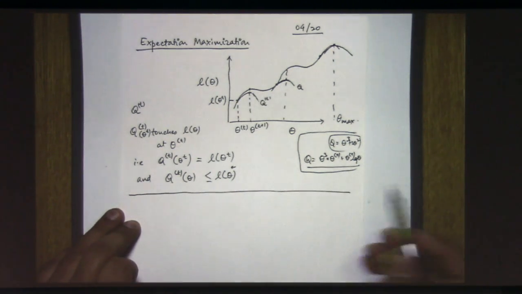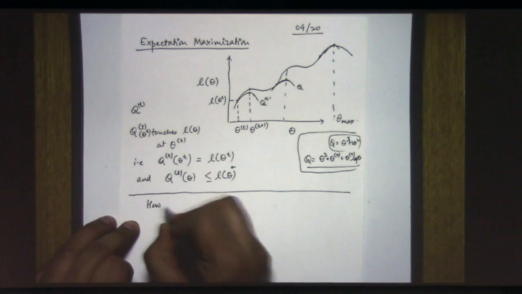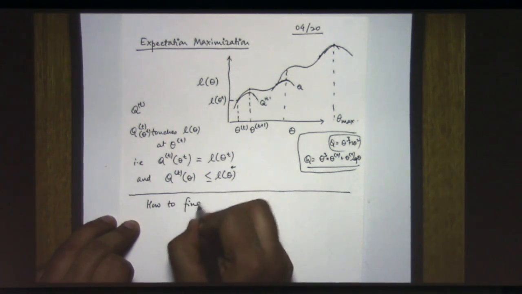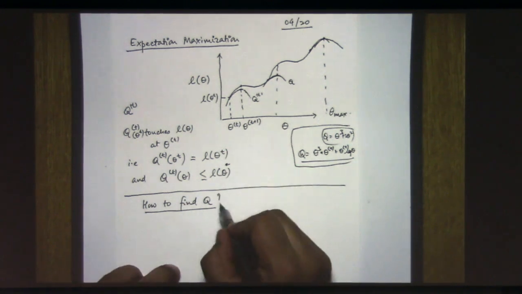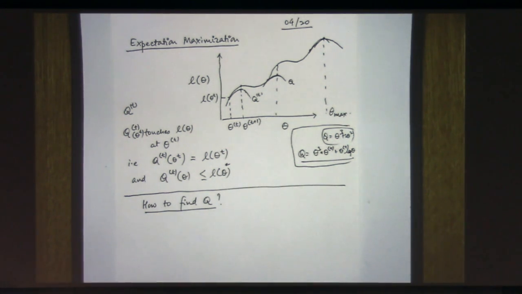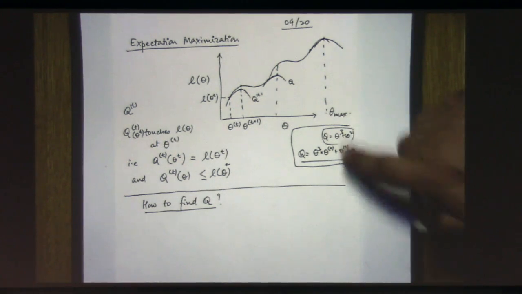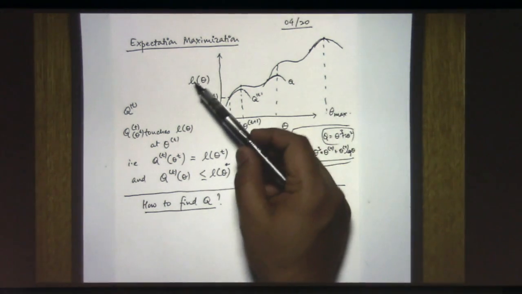But the main question that comes here is how to find q. Because so far we have assumed that we have a q, but how do we get this q? That's where the notion of expectation comes. When you say how to find q, you mean how to find the equation? Yes. Right.